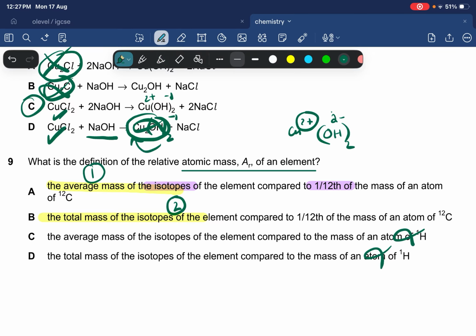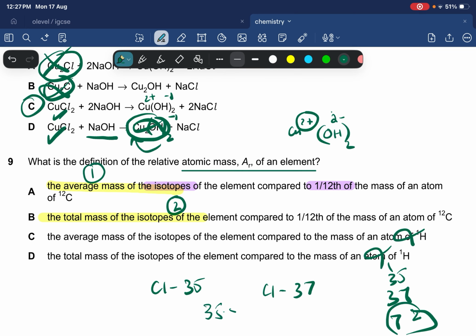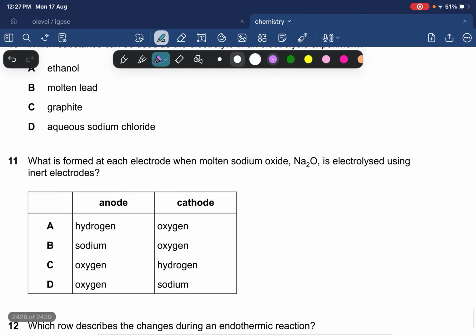If you take the total mass of the chlorine 35 isotope and the chlorine 37 isotope, 35 plus 37, what does that make? 5 plus 7 is 12, 3 plus 3 plus 1 is 7, that makes 72. So 72 is not the mass of chlorine. It's 35.5. Right? So it's not the total mass. The total mass is going to be 72, but the average mass is going to be 35.5. Okay, so it's going to be this one.